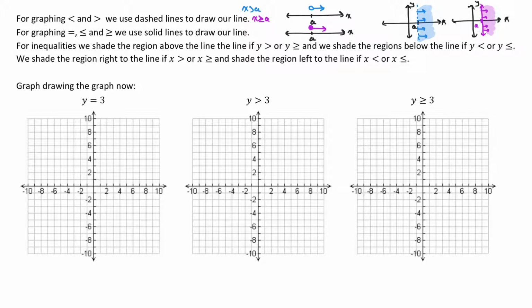For this quick example over here, we have y is equal to 3 as the first one that we have to graph. We know that that's a horizontal line. Let's do it with purple.